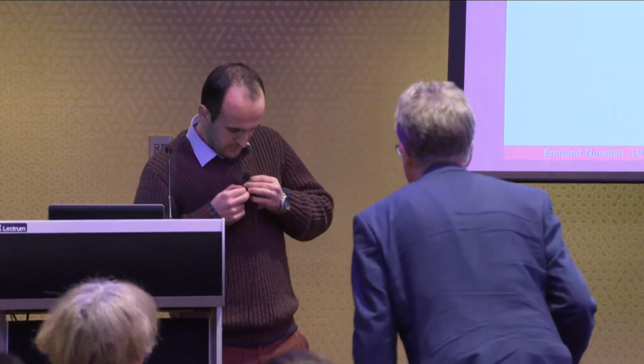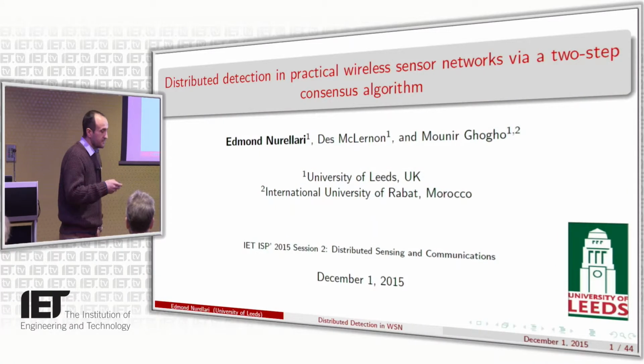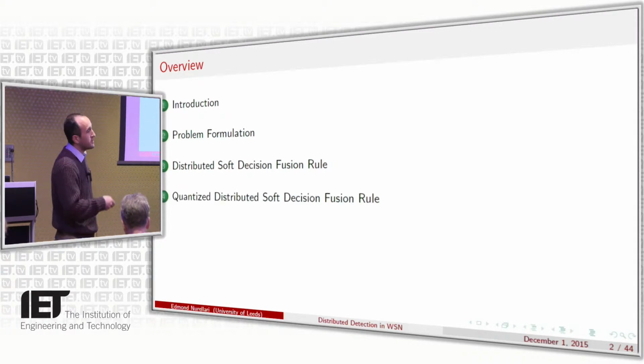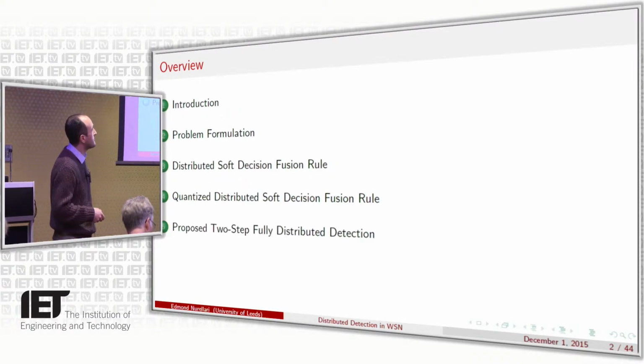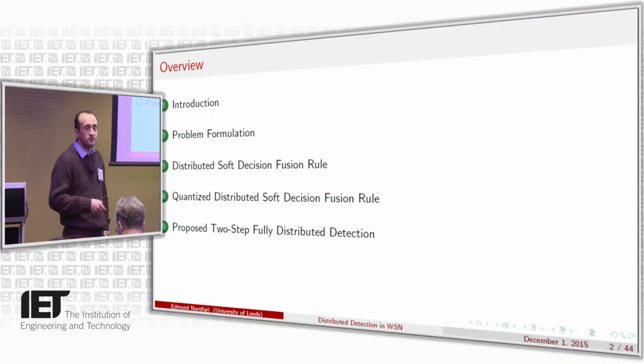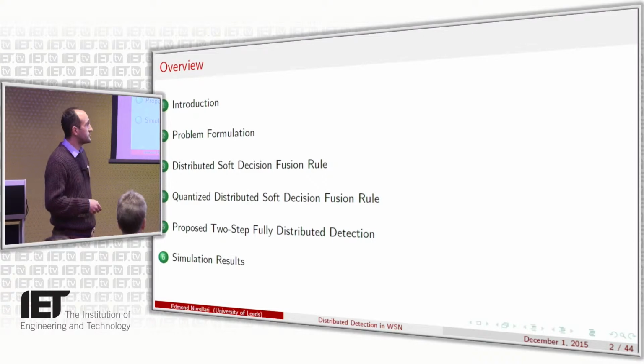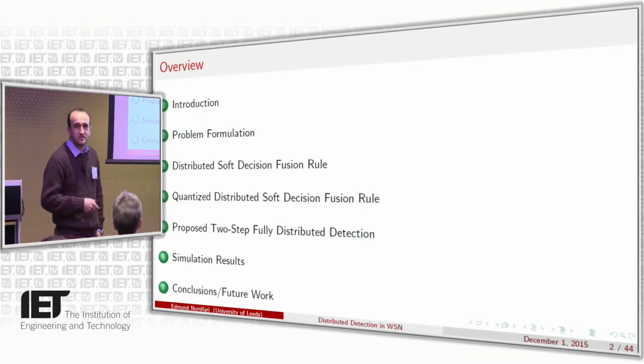So in practical wireless sensor networks, we're going to have the introduction, problem formulation, then we're going to go through the distributed self-decision fusion rule, and then quantized distributed self-decision fusion rules, and then finally the proposed two-step fully distributed detection. And then we're going to look at some simulation results, and then conclusion and future work.